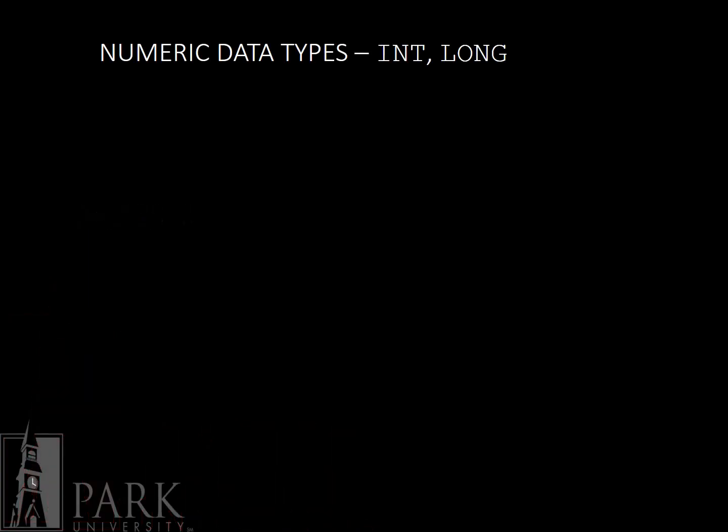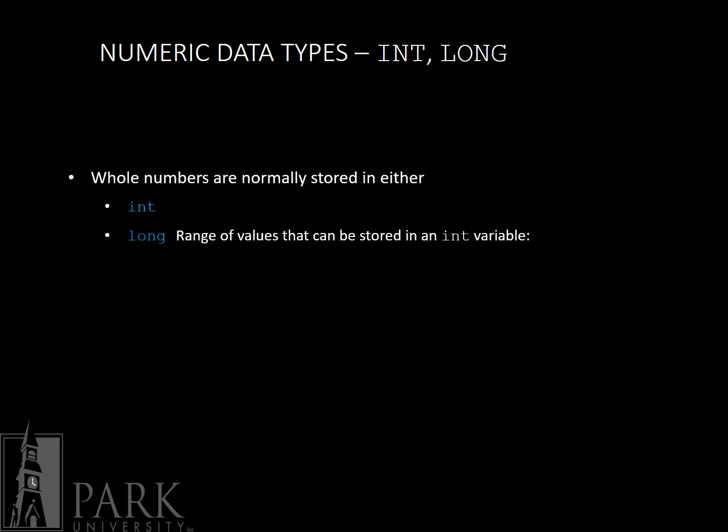So when we were talking about variables, we talked about there being different types of variables. For now, we're going to take a look at the numeric data types. There are two main categories of numeric data types: integers and floating point numbers. Integers are whole numbers, numbers that do not contain a decimal point, and we use integers to store whole numbers. The two main versions that we use are ints and longs.